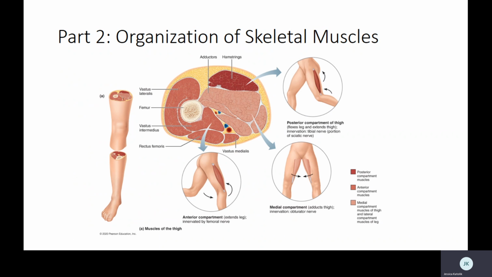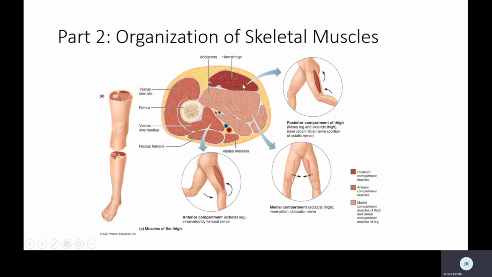Awesome, exciting. So just as a quick review, we have the anterior compartment located here with the quadriceps muscles. Over here, we're going to have the hamstring muscles. And back here, over in the medial compartment, we're going to have the adductor muscle group.